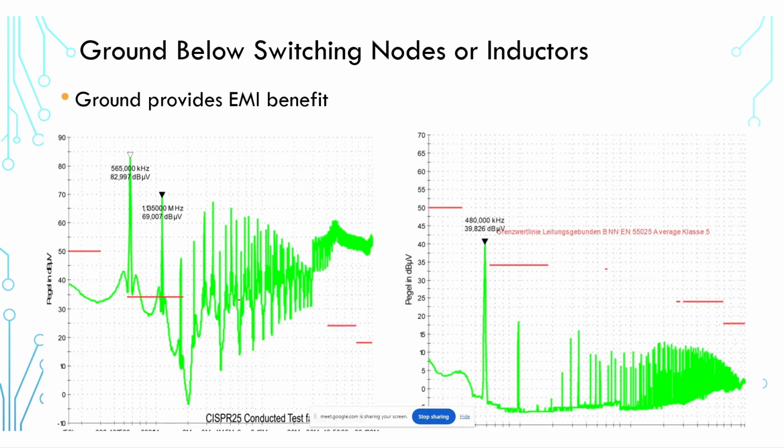Now, we can see very clearly in some radiated emissions measurements that the ground does provide a significant EMI benefit. This example shows CISPR 25 conducted emissions tests. And you can see quite clearly here what happens when we include ground below that inductor. What was a failure now turns into a pass.